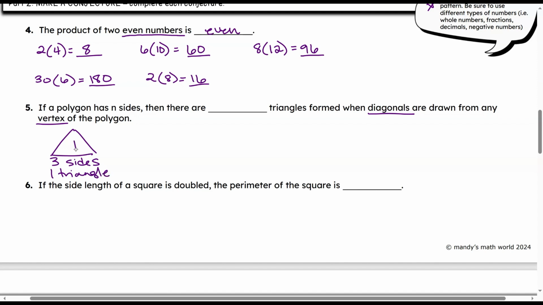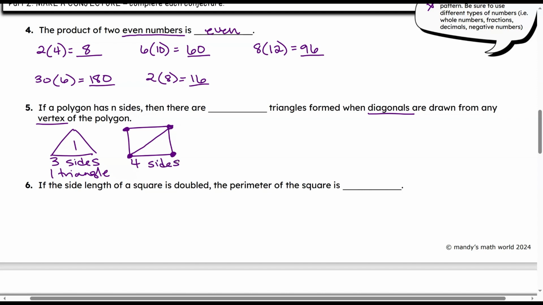Just 1. Let's draw a quadrilateral. Okay, so if I'm going to draw a diagonal, I'm going to draw it from one vertex to another. Obviously, these 2 vertices are already connected. These 2 vertices are already connected. I'm going to draw it across right there. Okay, so I have 4 sides in this polygon.